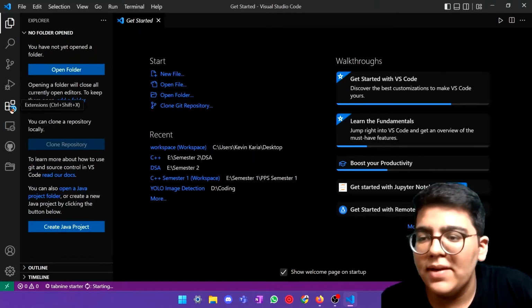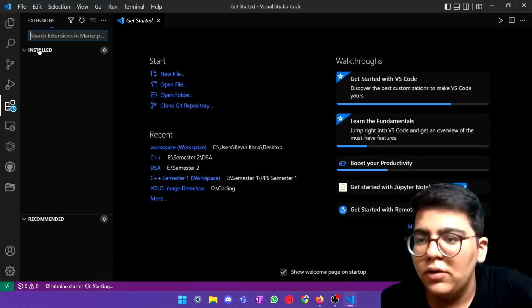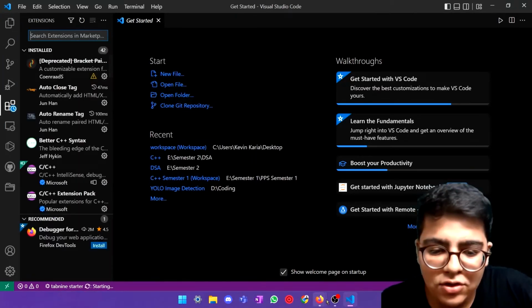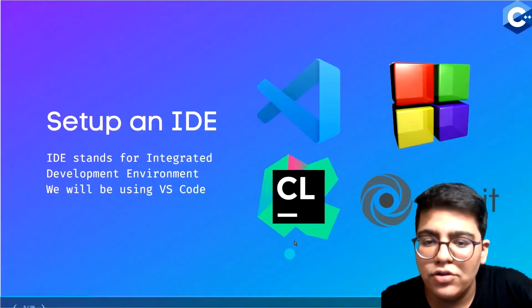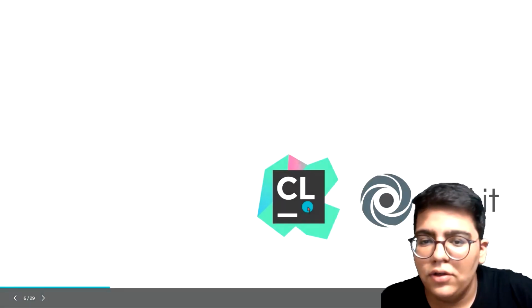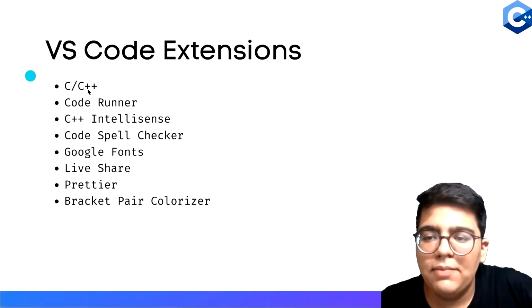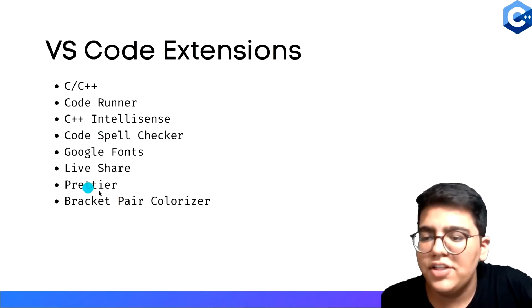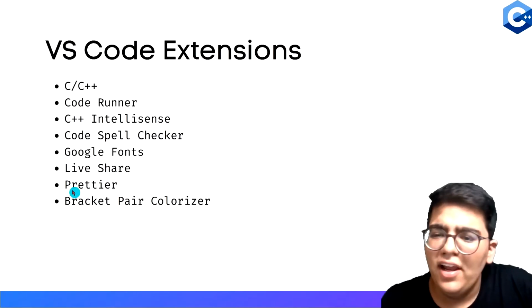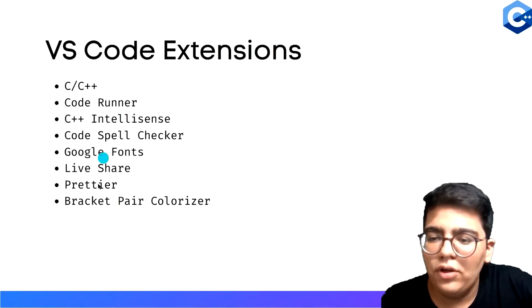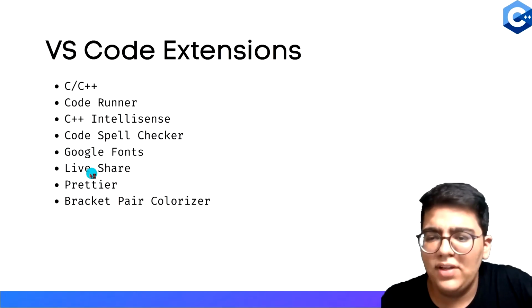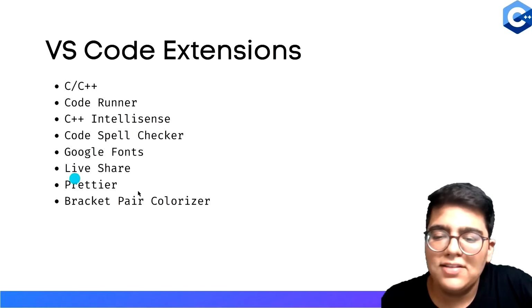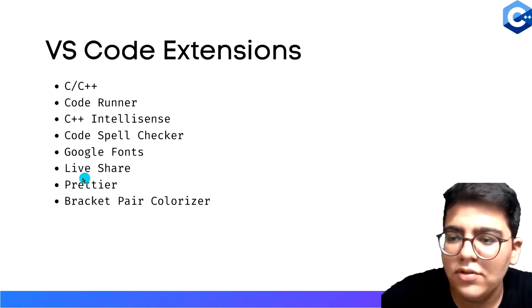So we'll need to install some extensions. I have a list over here of the extensions that you should get installed: C++, Code Runner, C++ IntelliSense, Code Spell Checker, Google Fonts, Live Share, Prettier, Bracket Pair Colorizer. The last four are just aesthetic fonts, they just help you. Live Share will help you collaborate on things. Prettier and Bracket Pair Colorizer are just things that will help you. So let's just install them.